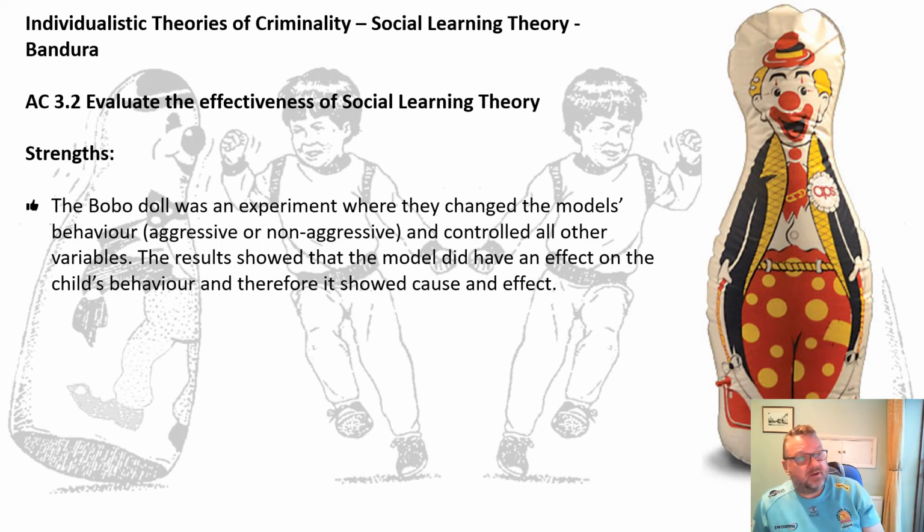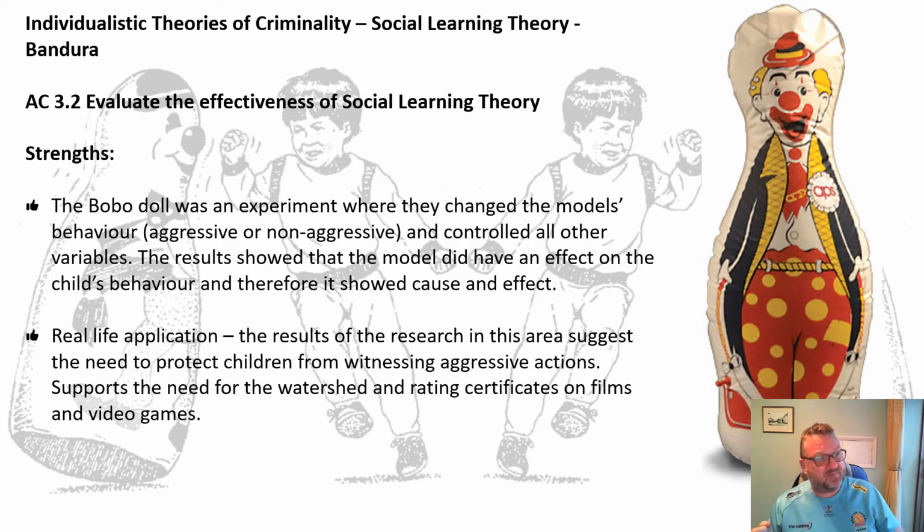So what are the strengths of this theory? Well, the Bobo doll experiment, where they changed the model's behaviour, aggressive or non-aggressive, and controlled all the other variables, it's a really strong experiment. It does show that the modelling of behaviour by the adult had an effect on child's behaviour. It shows cause and effect, so it's a strong experiment that holds up well to scrutiny. And it's got real-life applications.